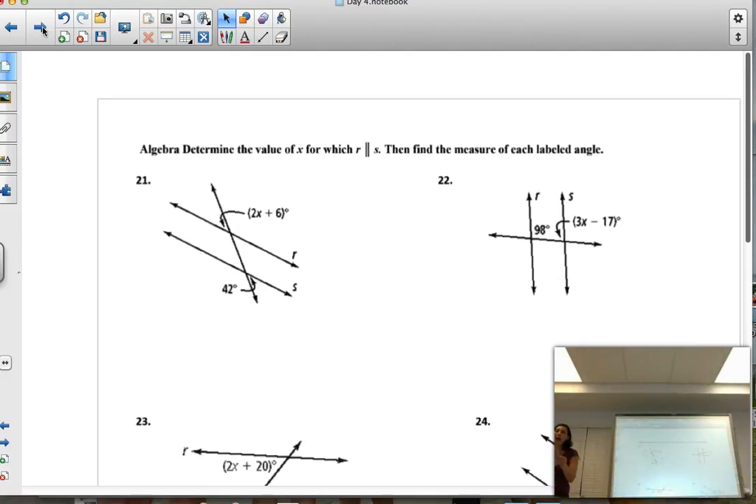I have given you the theorems. You know the relationships. They're on this first page. So I want to go through and set up some of these problems. Let's look at number 12.